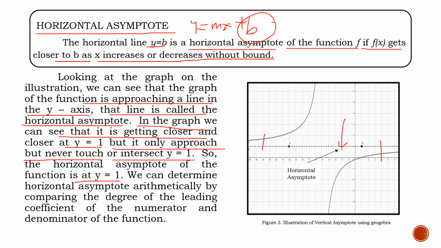Without solving, by simply looking at the Cartesian plane and your curve, you can determine the equation of the horizontal line that represents your horizontal asymptote. By simply looking, we can identify that this is y is equal to positive 1. Therefore, this will be your equation that represents your horizontal asymptote. We can also determine the horizontal asymptote arithmetically by comparing the degrees and leading coefficients of the numerator and denominator of the function.